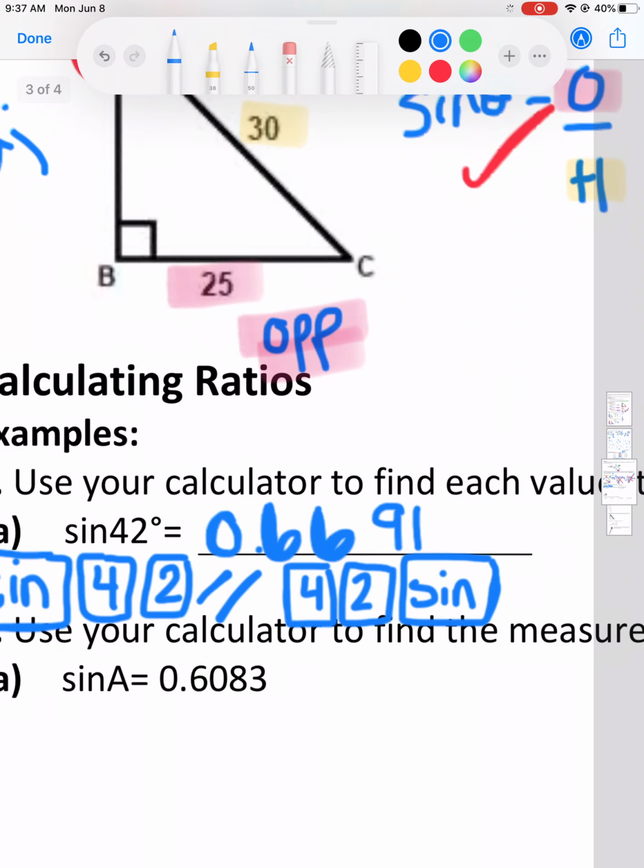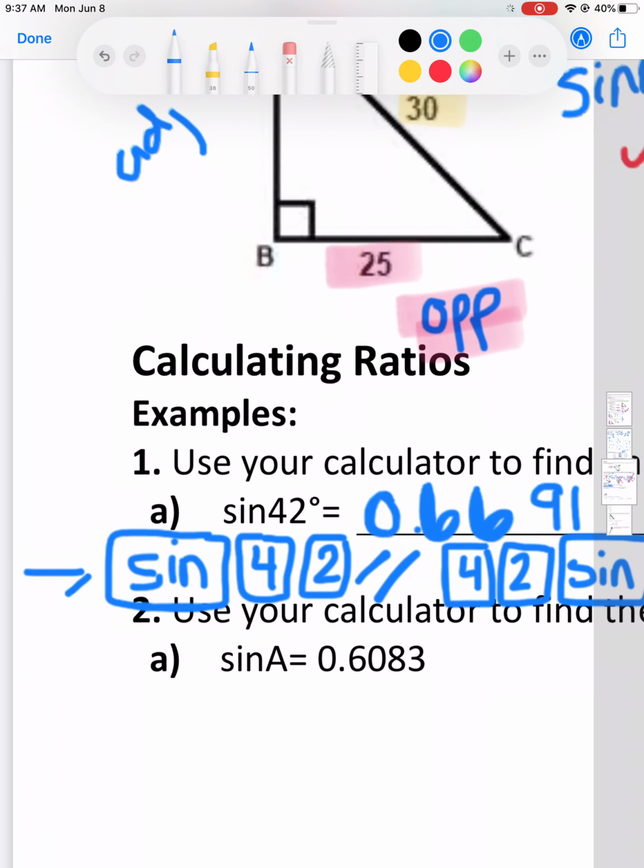So try the first way. Try this way first. If it doesn't work, try the other. If you don't, send me a picture of your calculator and I'll tell you how to do it.